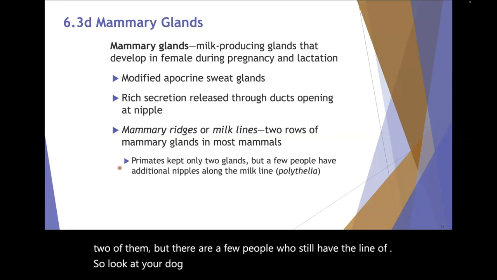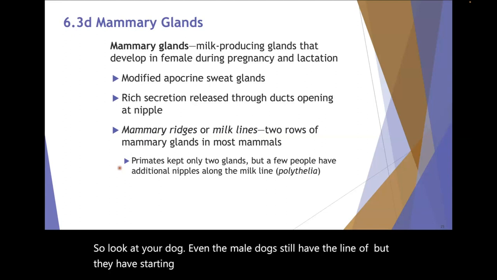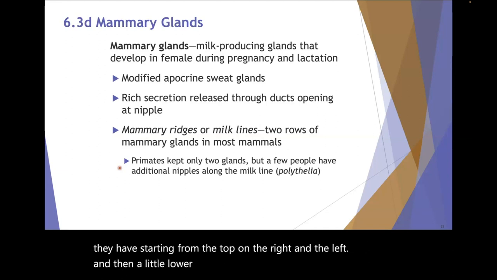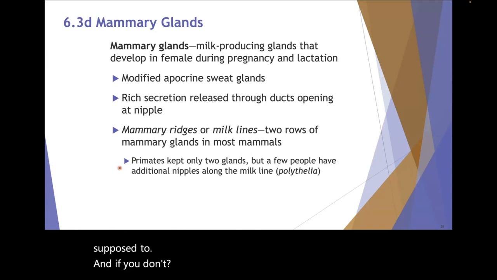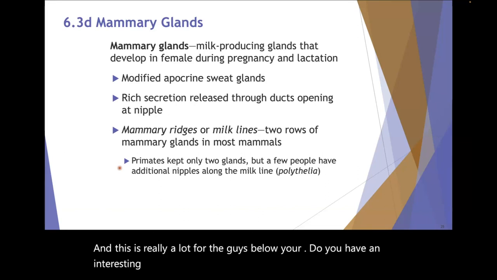Look at your dog. Even the male dogs still have the line of nipples, starting from the top, on the right and the left, a nipple, and then a little lower, a nipple, and then a little lower, a nipple, okay? Now, some humans still might retain a nipple or two beyond what they're supposed to. And this is really for the guys: below your nipples, maybe about 3 inches below, do you have circular tufts of hair?